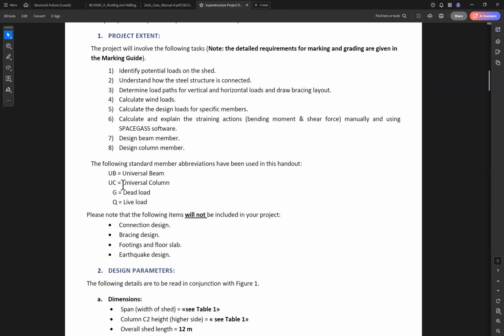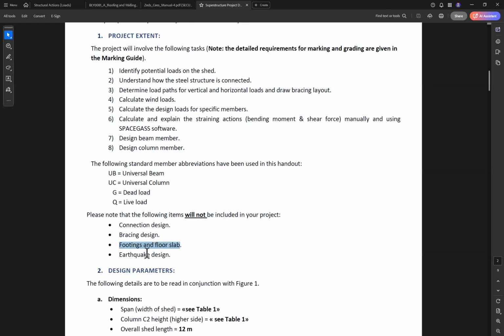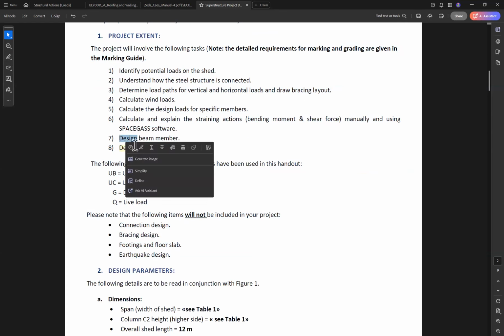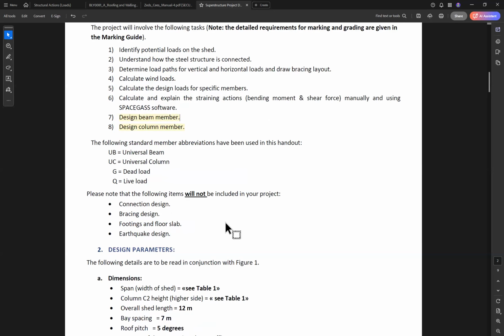Some of the elements or abbreviations used: UB is for universal beam, which is the cross section used for beams in the Australian market. UC is universal column. G is dead load. Q is live load. These are not included in our assignment requirement. So no connection design, no bracing design, no purlin design, no footing design, and no earthquake design. So only design of beam and column. This is the design of members included in our calculation.